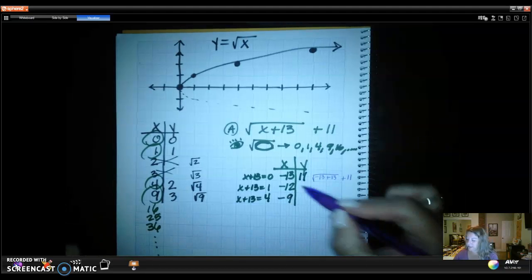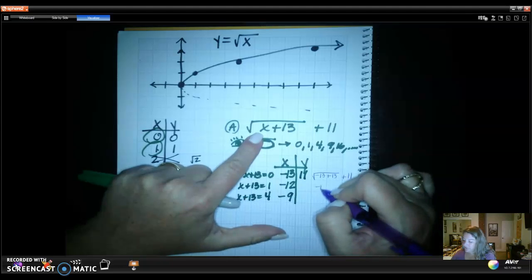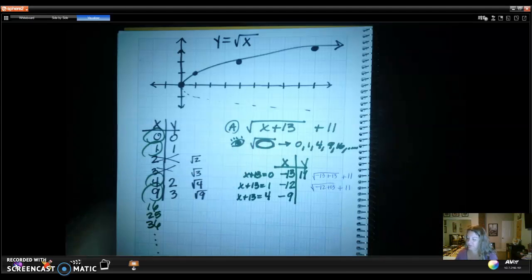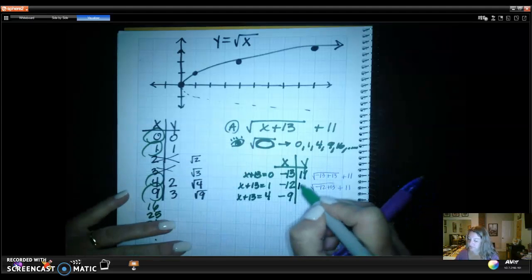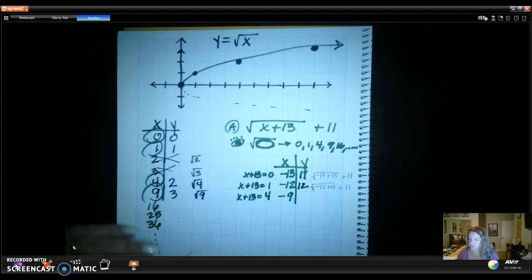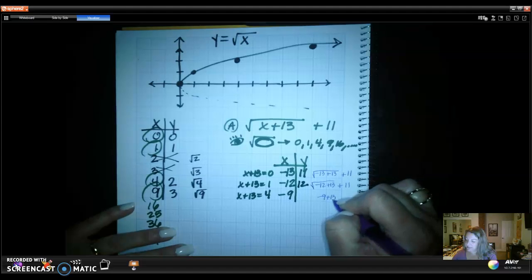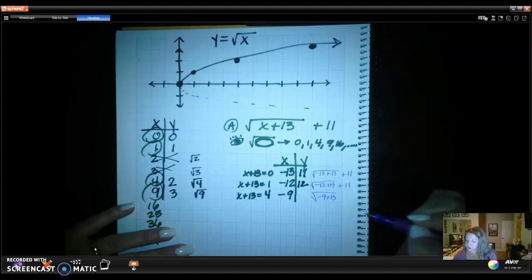Then I'm going to go plug in the negative 12. So negative 12 plus 13, that's 1. The square root of 1 is 1, plus that 11 makes 12. Let's do it again. Negative 9 plus 13, that's 4. The square root of 4 is 2.